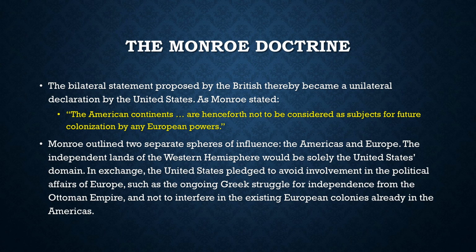Okay, and so the United States does recognize that there are some colonies that still exist in the Americas, and we're not going to interfere with those, but anything else will be regarded as an act of aggression. Okay, but again, this was issued unilaterally, not bilaterally. The British did not get that alliance as they had wished. So, all right, let's finish up with this last slide. Let's move forward.